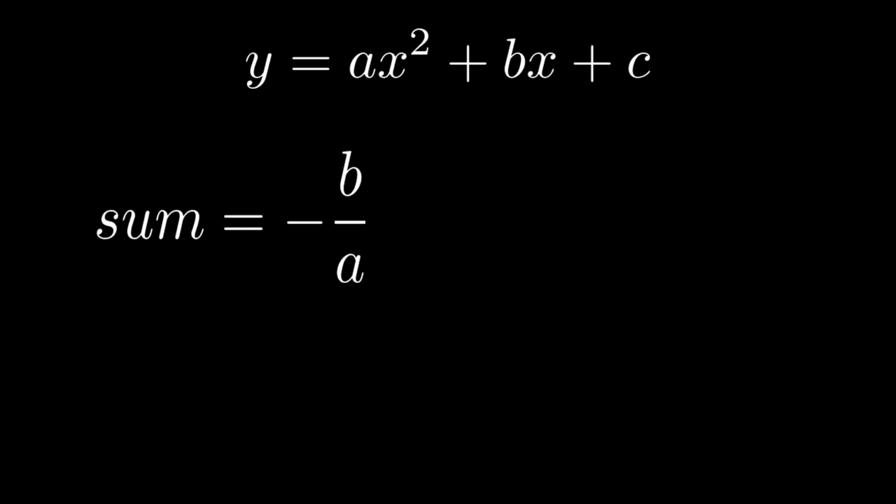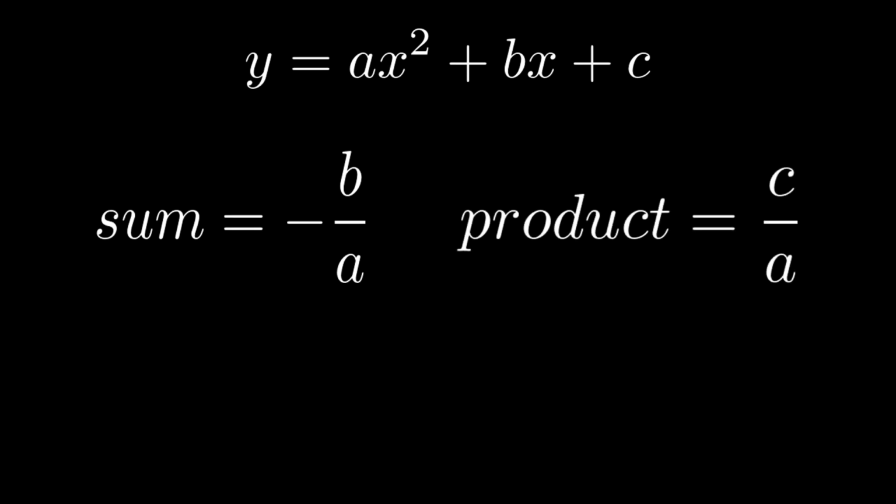Vieta's formulas are a series of relationships between the roots of a polynomial and its coefficients. Let's first look at the quadratic formula, which is the most straightforward example of this. The sum of its roots is negative b over a, and the product of its roots is c over a. There's a quick intuition behind this.